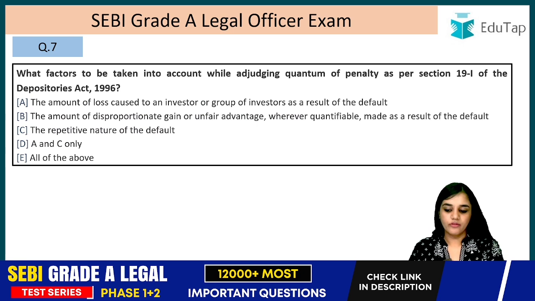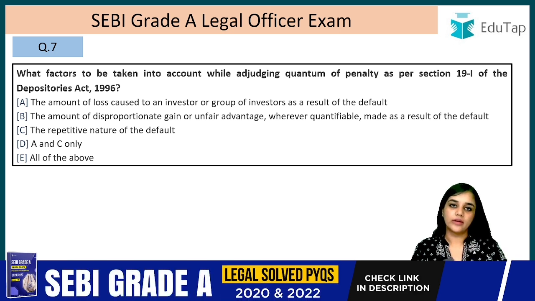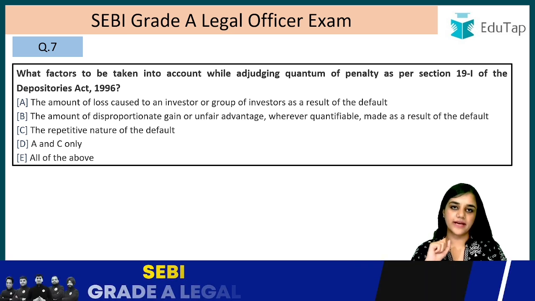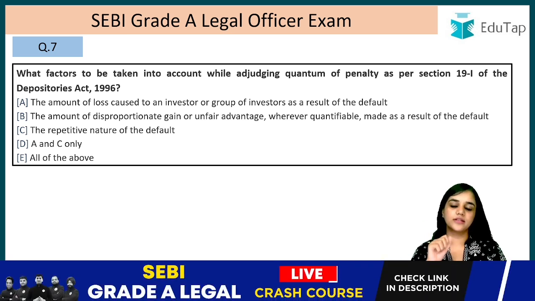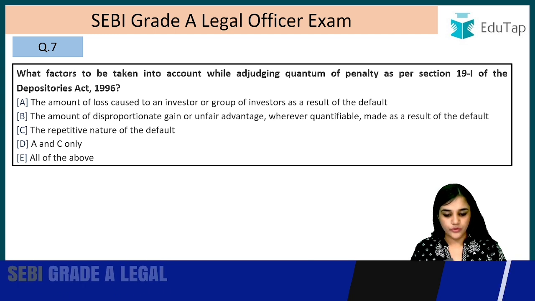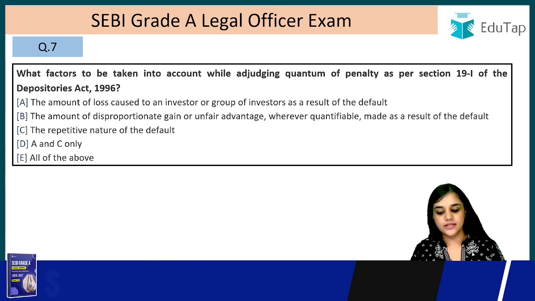Question number 7. What factors to be taken into account while adjudicating the quantum of penalty as per section 19I of the Depositories Act 1996? Now you must know that the quantum comes on later. That means he has been adjudicated as guilty, he has been proven guilty, and now his quantum of penalty has to be decided. So during this, what all has to be considered, what all has to be kept in mind? The amount of loss caused to an investor or group of investors as a result of the default, the amount of disproportionate gain or unfair advantage wherever quantifiable made as a result of the default, the repetitive nature of the default. The answer is all of the above.